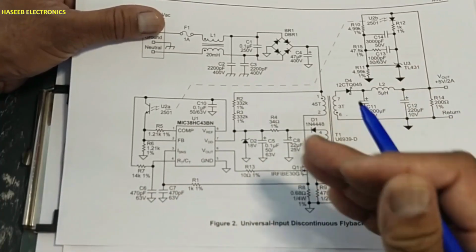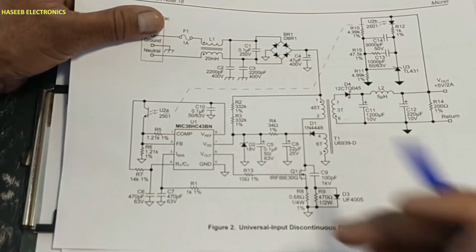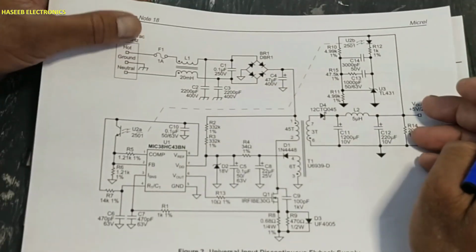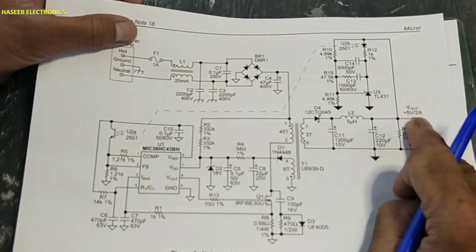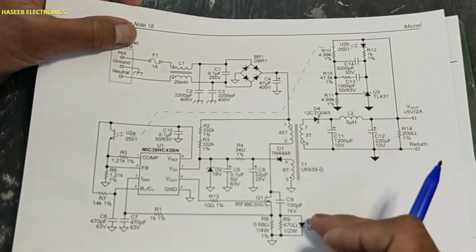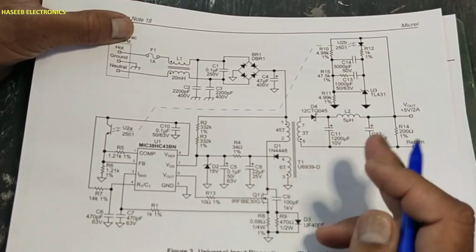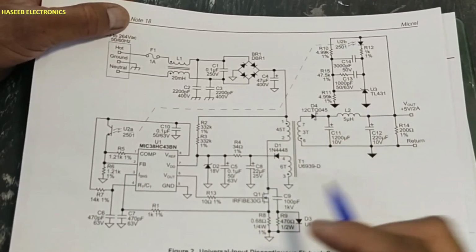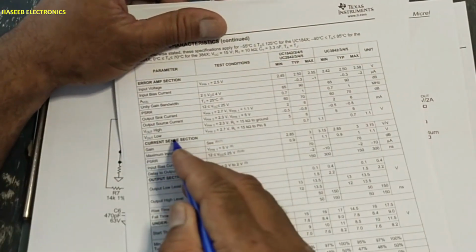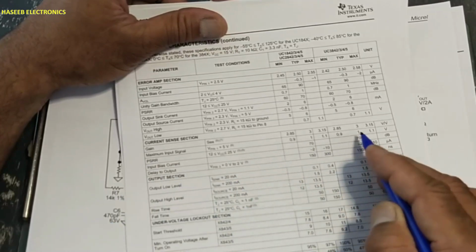In leading edge blanking, this IC turns off the drive signal. That means this circuit will not provide enough power. If it is designed for 5 volt 2 ampere 10 watt, maybe it will provide 5 volt 1 ampere. The output current will decrease. If we have some circuit that is not providing a required output wattage, that time maybe we need to consider this circuit. Current sense circuit, maximum 1 volt. Maximum input signal 1 volt.